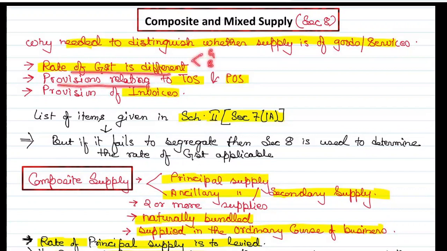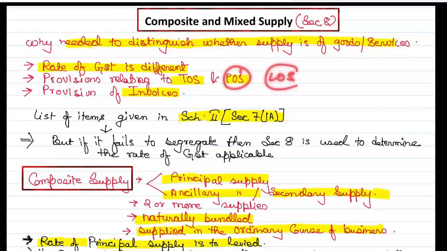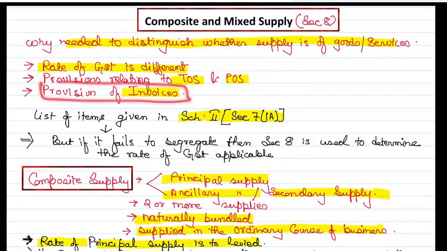Okay, provisions relating to TOS and POS. TOS is what? Time of supply. POS we have read already, correct? What is POS? Place of supply. POS and LOS we have already read. If place of supply and location of supply are in the same state, it is intra, and in a different state, it is inter. Okay, we'll read these chapters as well, and there we'll see that for goods there are different rules, for services there are different. Okay, invoices, how invoices are being prepared.